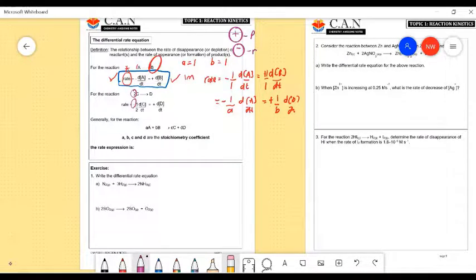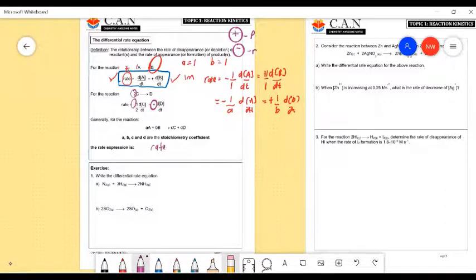dC over dt equal to positive, okay, because D kita adalah produk. Okay, positive 1 over 1 ni sebenarnya, dD over dt. So, generally for the reaction, A tambah B produce C tambah dengan D, kalau kita tulis dia punya rate expression, differential rate expression. Okay, sometimes soalan kata write differential rate equation. Sometimes soalan kata write rate expression ataupun differential rate expression.